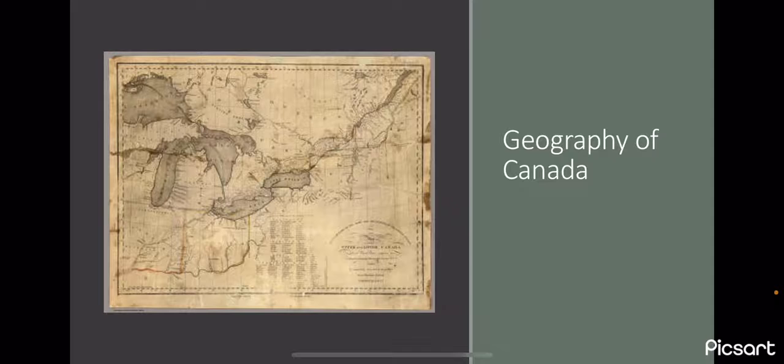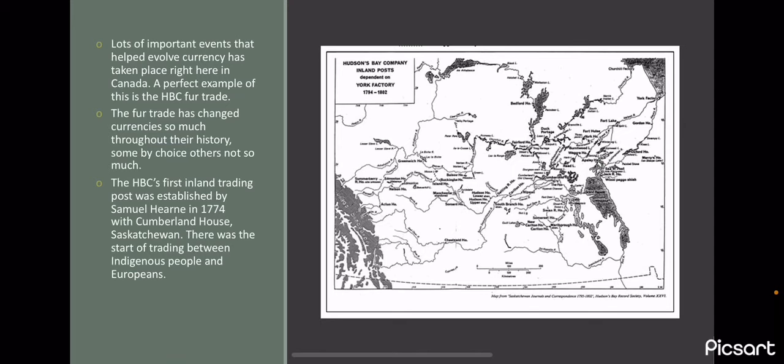Geography of Canada. Lots of notable events that helped evolve currency have taken place right here in Canada. A perfect example of this is the HBC fur trade. The fur trade has changed currencies so much throughout their history, some by choice, others not so much. The HBC's first inland trading post was established by Samuel Hearne in 1774, with the Cumberland House in Saskatchewan. There was the start of trading between Indigenous people and Europeans.